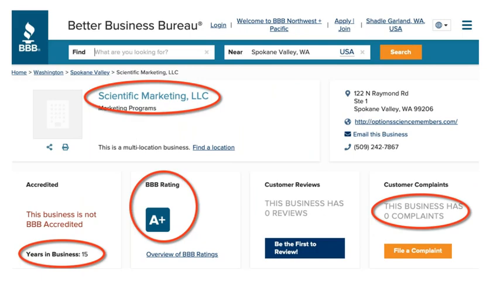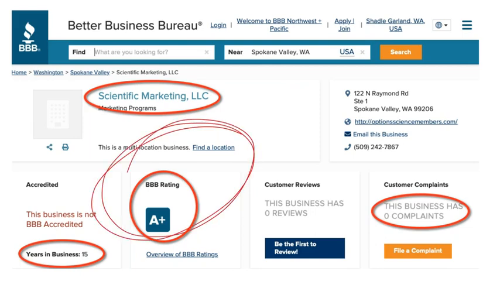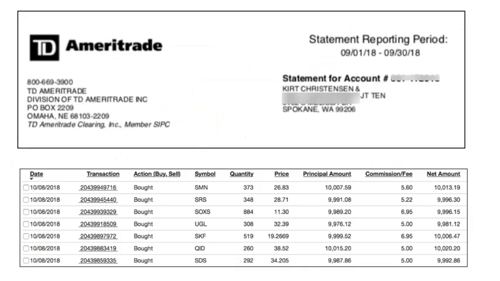On Better Business Bureau, Scientific Marketing LLC is our LLC. You can see that we've been tracked by the Better Business Bureau for 15 years, and we have an A-plus rating with the BBB. This business has zero complaints. Not only that, we're probably the only people you're ever going to find that actually publish live, actual, factual brokerage statements. These are the brokerage statements showing exactly what we're talking about.